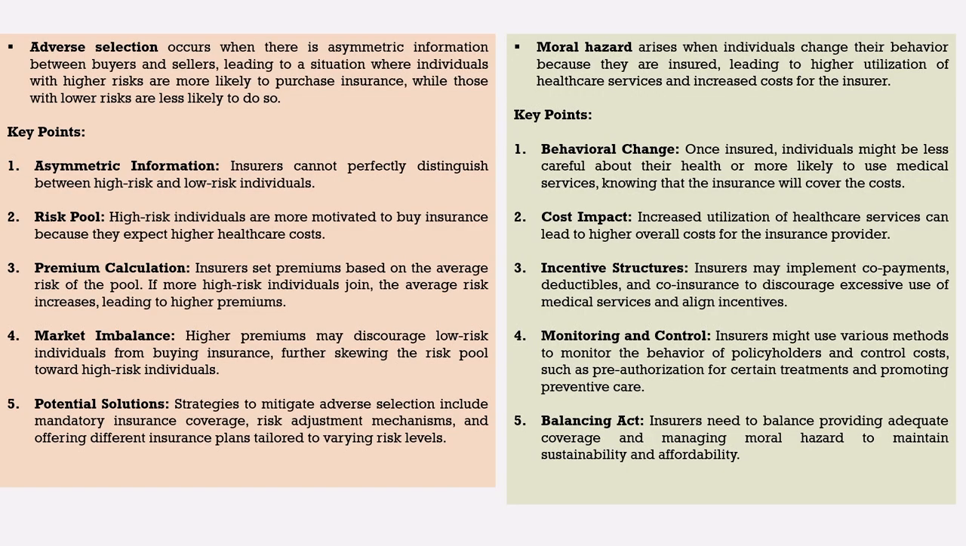There are two important concepts within the health insurance market that we discussed. We discussed adverse selection and moral hazard. Adverse selection is a situation when there is asymmetric information between buyers and sellers, and it leads to a situation where individuals with higher risks are more likely to purchase insurance, while those with lower risks are less likely to do so. And moral hazard, we saw, is a situation where individuals change their behavior because they are insured, leading to higher utilization of healthcare services and increased costs for the insurer.